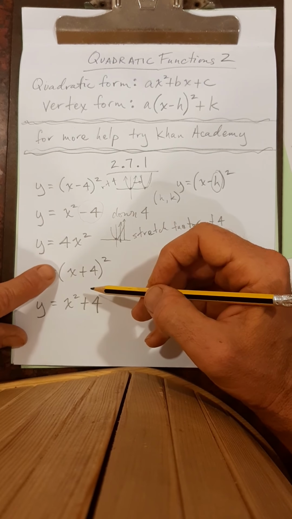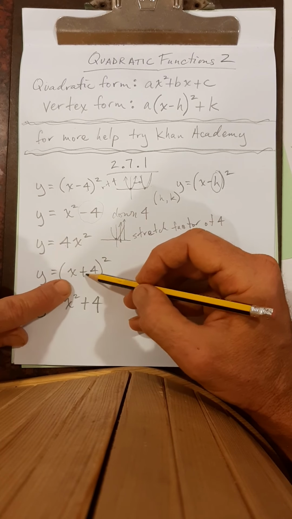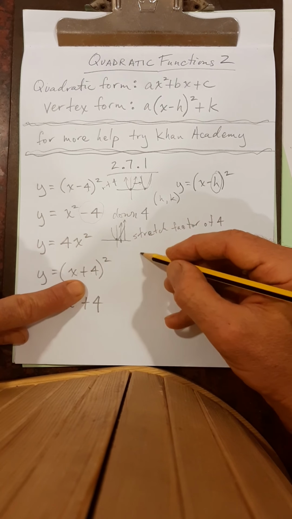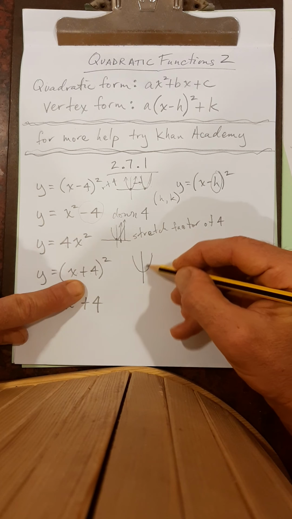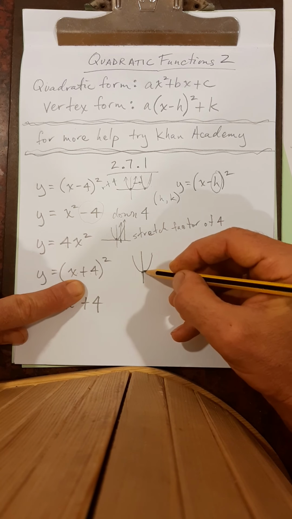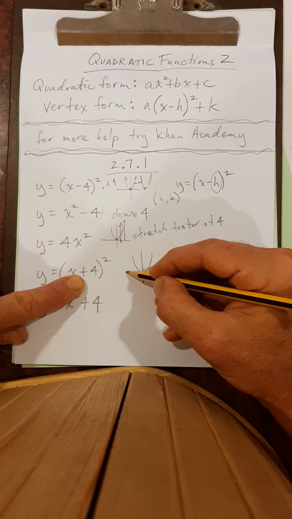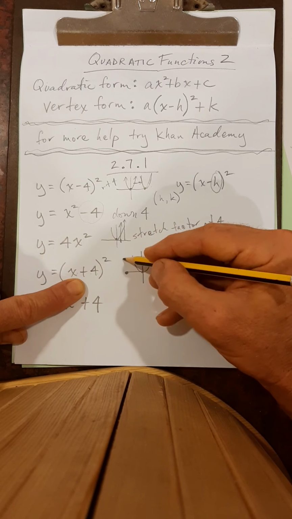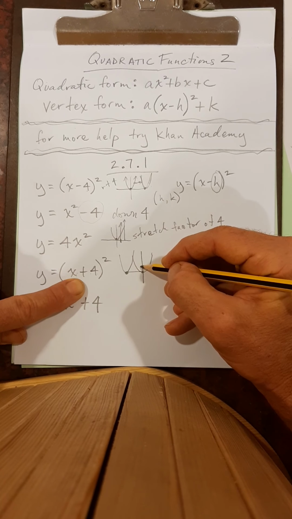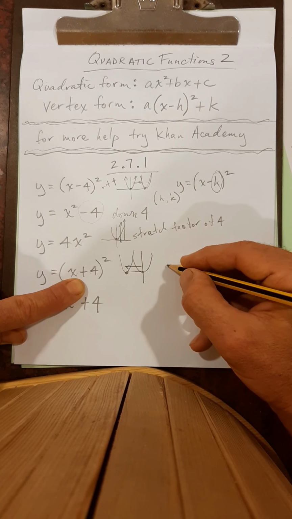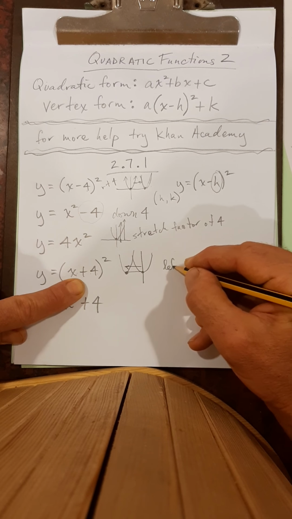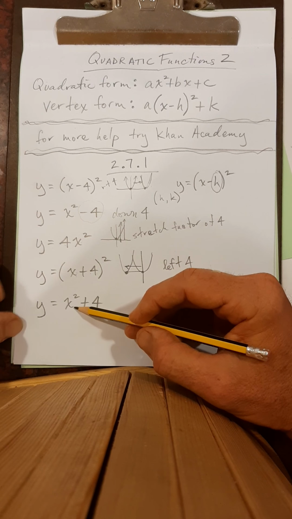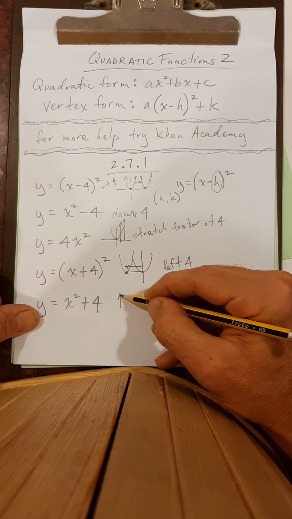Here we got, once again, how can I make this 0? I know that my minimum value for y will be 0. How do I get 0 in here? Minus 4 plus 4. So this takes my parent function, y equals x squared, and moves it over to x equals negative 4. So now I move the parent function left 4, and this, of course, I will move it up 4.